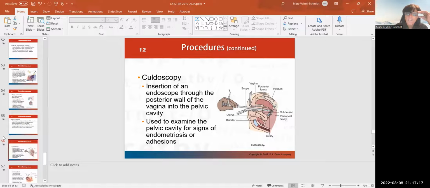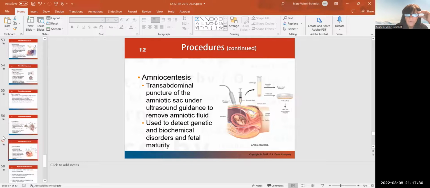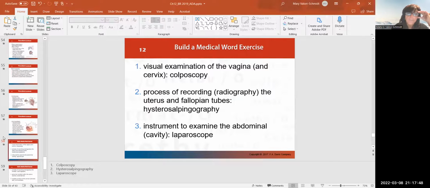Colposcopy is where we put a scope through the vagina into the pelvic cavity. So we actually have to go through and dilate the cervix and go into the pelvic cavity looking for signs of endometriosis or adhesions or other things. Amniocentesis is where we take a syringe and needle, go through, usually right through the umbilicus, into the amniotic sac and remove some amniotic fluid. We're looking for biochemical disorders, congenital birth defects, those types of things.